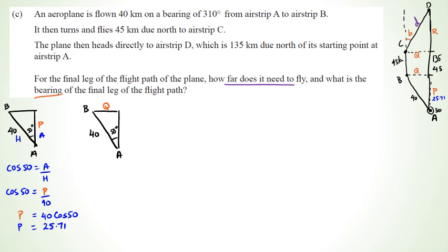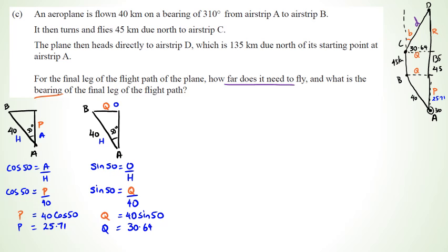Okay, so doing this, what should I use? I've got hypotenuse, I've got opposite, so this one is going to be sine, so I've got sine 50 equals opposite over hypotenuse, which means sine 50 equals Q divided by 40, which means Q is equal to 40 times sine 50. So I can say Q is equal to 30.64. Okay, so that 30.64, now I have it as Q, which is there.